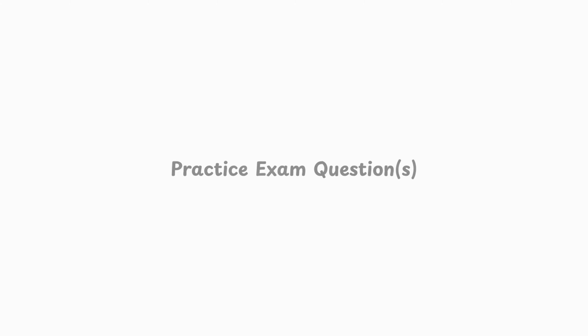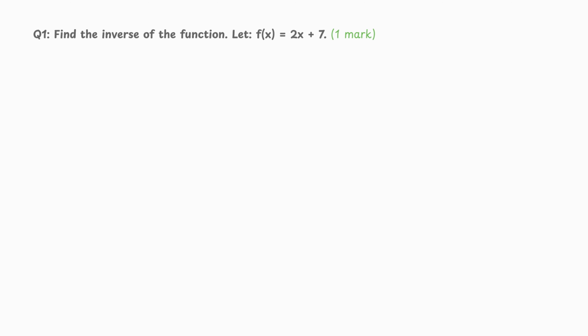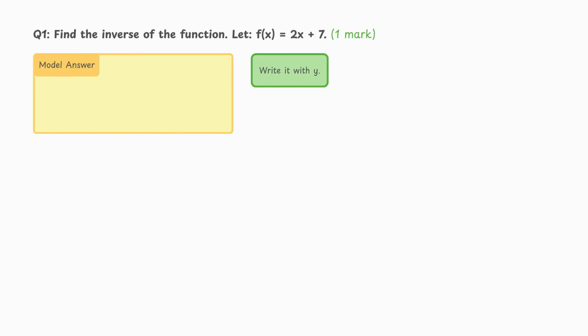Now let's dive into some exam-style practice questions. You can pause the video and try yourself. Let's find the inverse of this function. First, write it using y. y equals 2x plus 7. Now swap x and y. That gives x equals 2y plus 7.